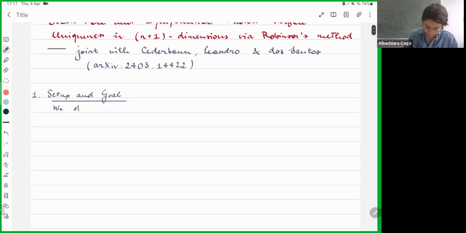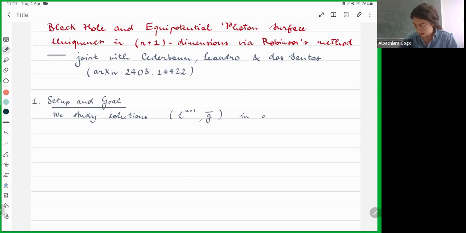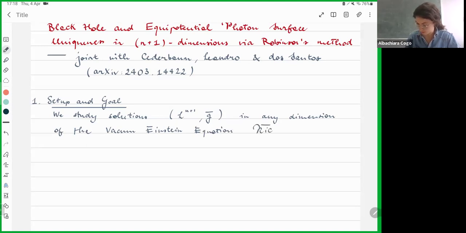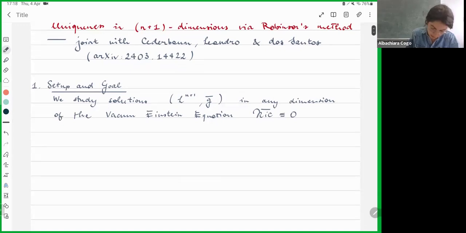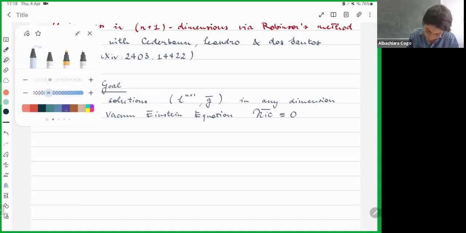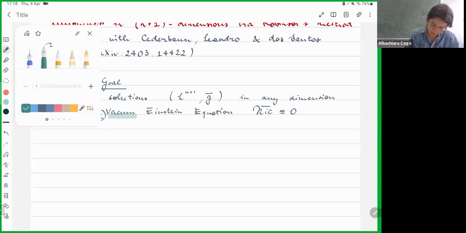So we study solutions, which I'm going to call (n+1, g), so Lorentzian manifolds with a time function in any dimension, of the vacuum Einstein equation, which is Ricci of this spacetime being totally zero in the whole manifold. So this is our first feature that we have to remember. So we are in vacuum.